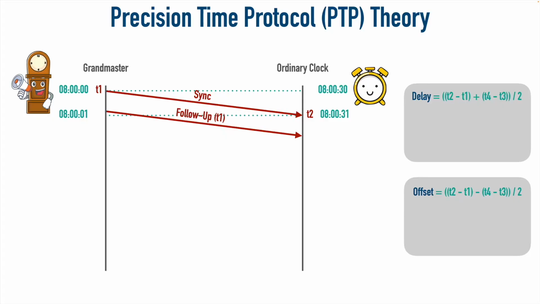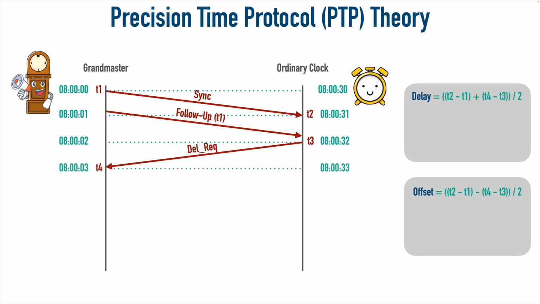Well, the ordinary clock, after receiving the sync and follow-up messages, is going to send a message of its own. It's going to send a delay request message over to the Grand Master clock. And let's say that according to its clock, the ordinary clock says, I'm sending this delay request message at 8 o'clock and 32 seconds. And when the Grand Master receives that, because another second has elapsed due to network delay, the Grand Master clock's time is currently 8 o'clock and 3 seconds.